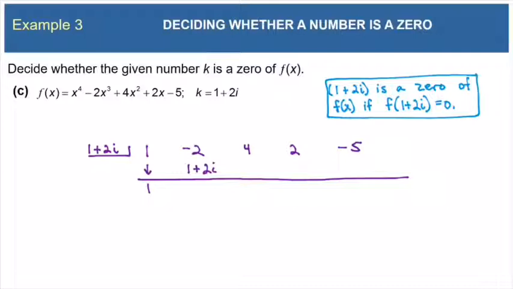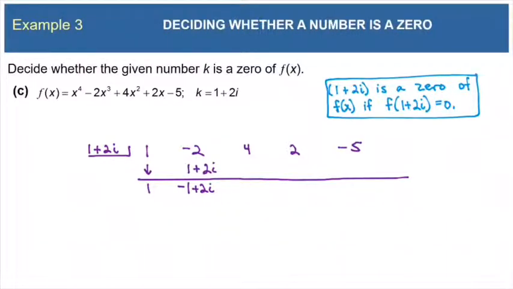Now we add. Remember, when you're adding complex numbers, you add real part to real part and imaginary to imaginary. So negative 2 plus 1 is negative 1. But then the imaginary part here is 0, so 0 plus 2i is 2i. And now we're ready to multiply. Here's where you have to be careful, because you can't do this multiplication mentally. You'll need to come over here and do it.